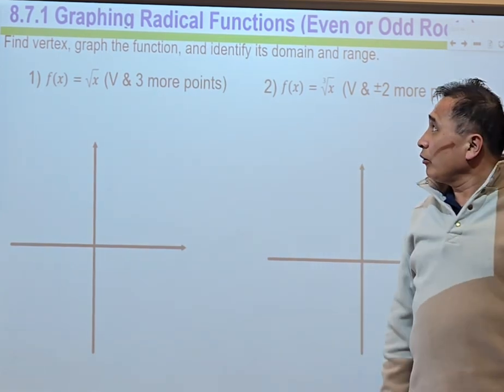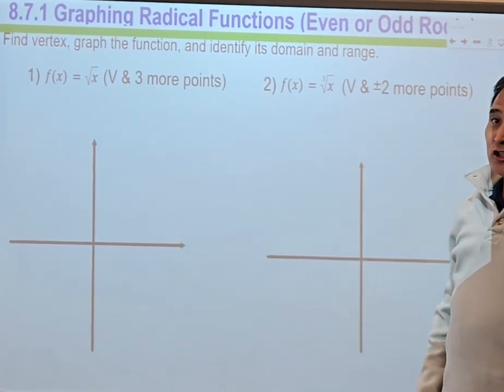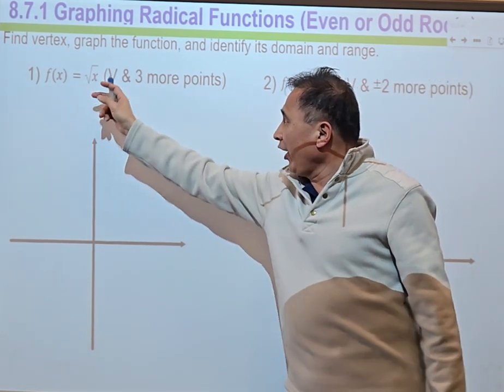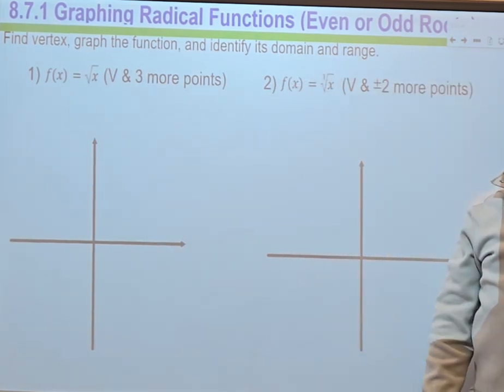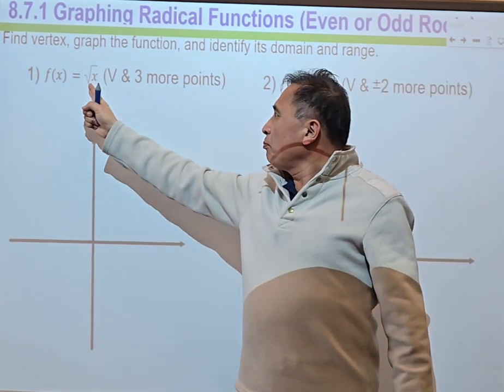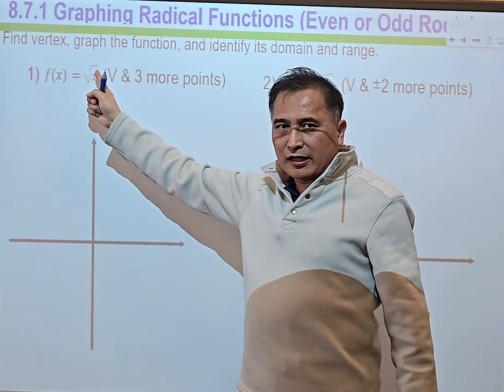Okay, so today we are going to learn how to graph radical functions. A radical function is one where there is a variable under the square root or cube root. In order to draw the radical function's graph, first look at the perfect square inside of the square root.